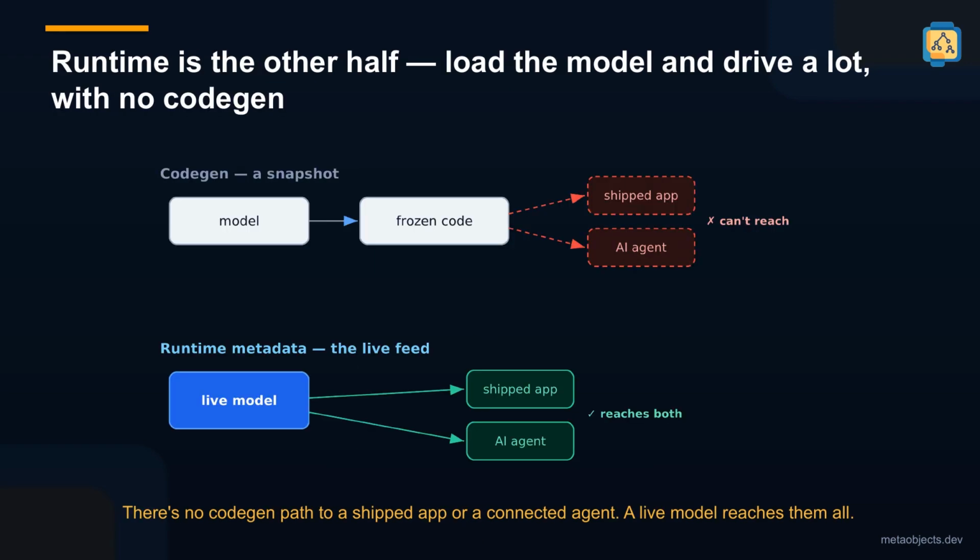Now, that third piece, the runtime, is the half most tools miss. And it's just as big as CodeGen. You load the same model into your running app and drive behavior straight from it. It's how Salesforce runs the biggest apps in the world, and how Airbnb ships UI without an App Store release. There's no CodeGen path to a phone that already shipped, or an agent that connects tomorrow. A live model reaches them all.